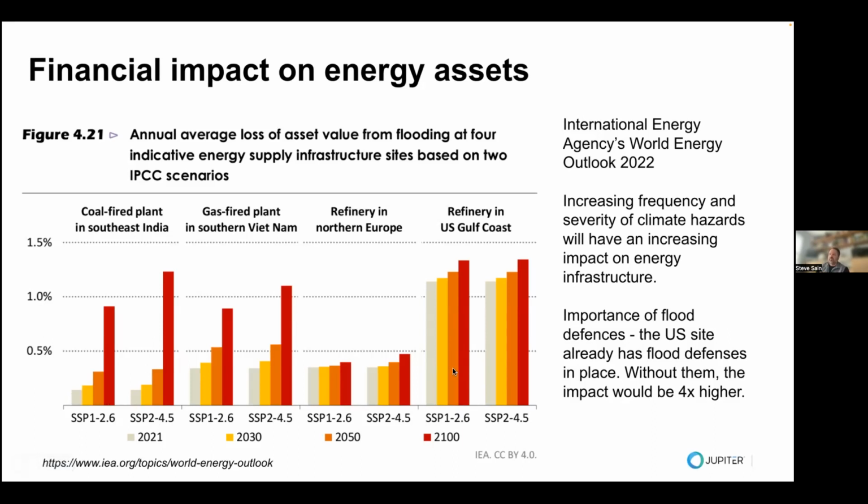And one of the big takeaways from this was a study of looking at flood defenses. The U.S. refinery on the U.S. Gulf Coast has flood defenses built in, levees basically, to try to prevent flooding. If those levees didn't exist, the impact would be 4 times as much. So the losses would be 4 times greater. And the impact here was really about using this kind of data to motivate how you would possibly use flood defenses to try to minimize the impact.